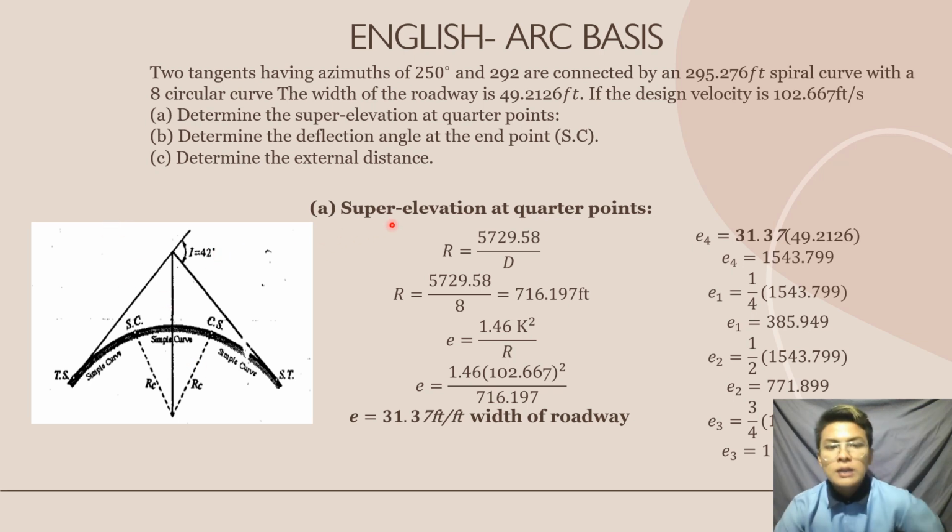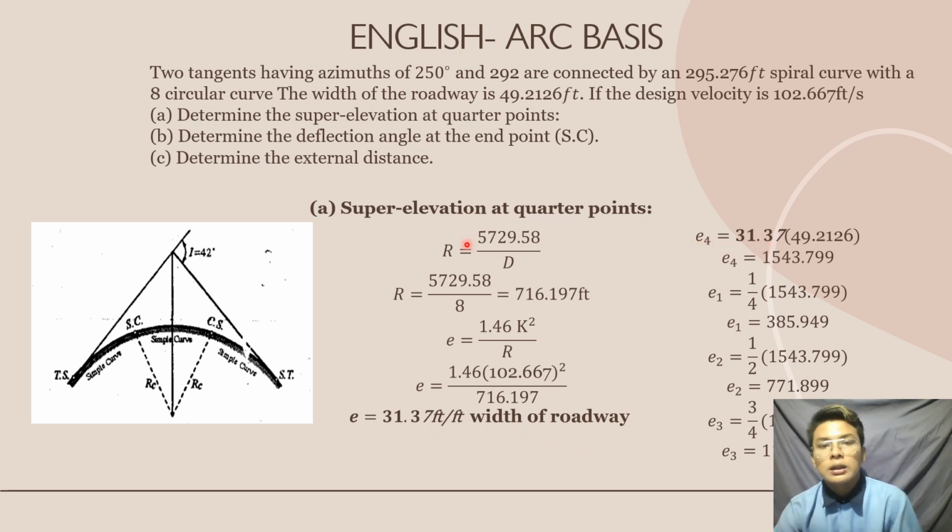We must first get the super elevation at quarter points, using the formula in English unit arc basis: 5729.58 divided by D. Our D is 8, so we will have 716.197 feet. Using the formula, e is equal to 1.46 k squared divided by our radius of the curve. Substituting the value 102.667, which came from our design velocity, we get e is equal to 3.137 feet, the width of roadway.